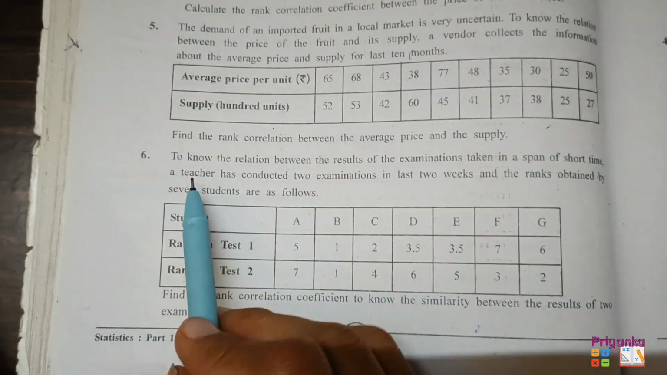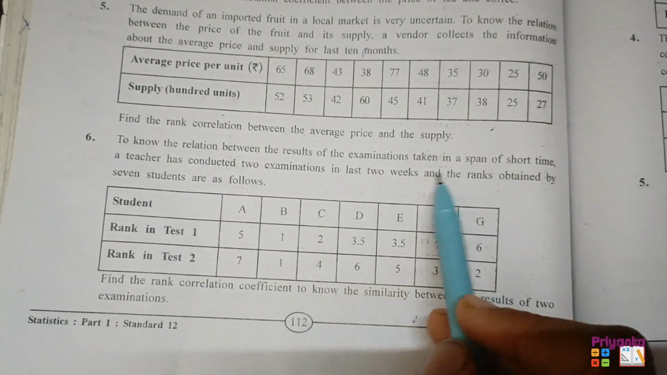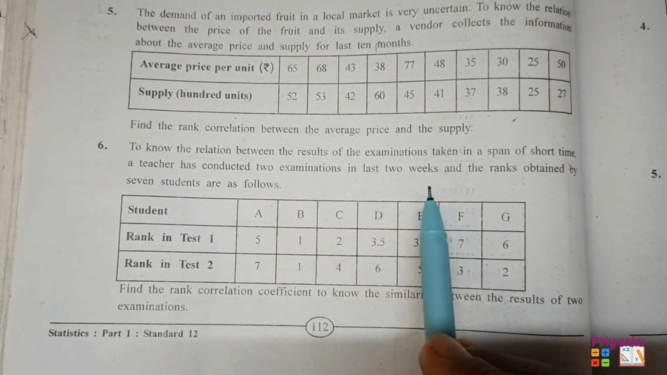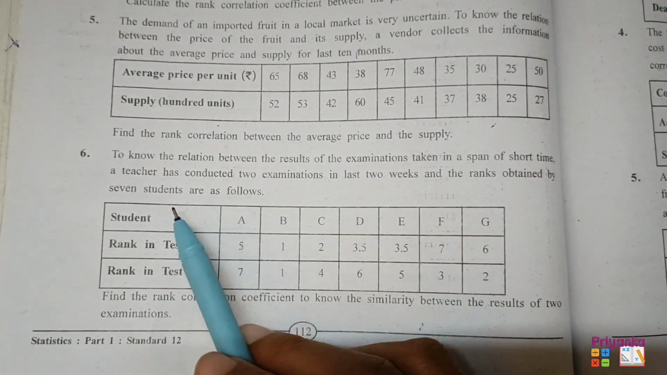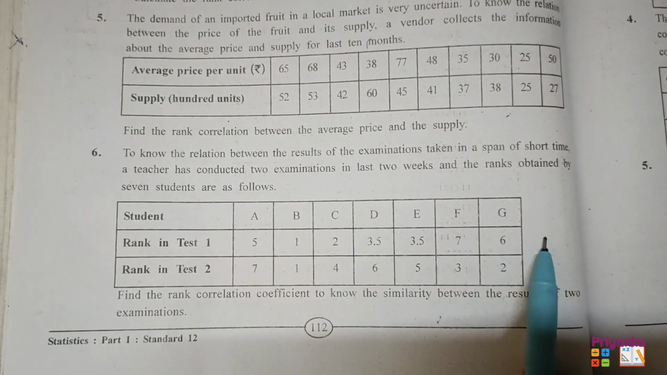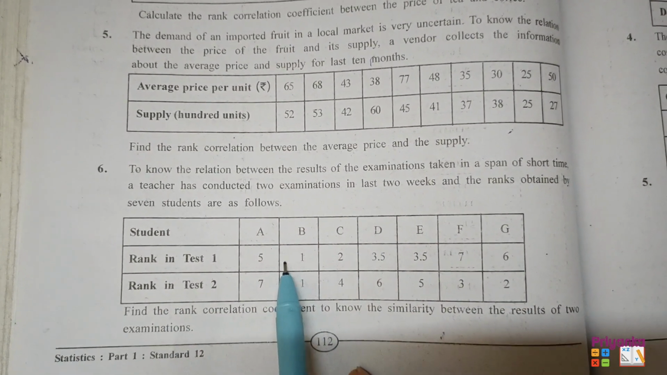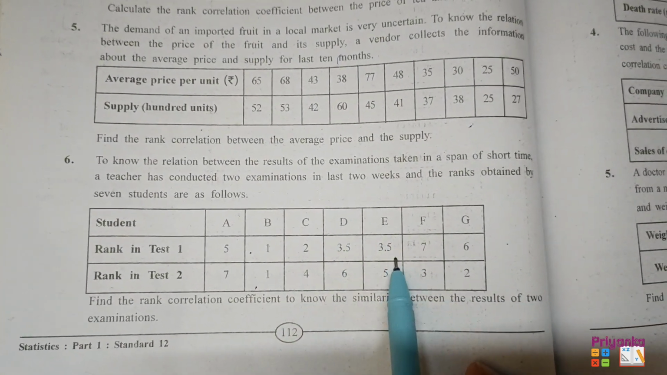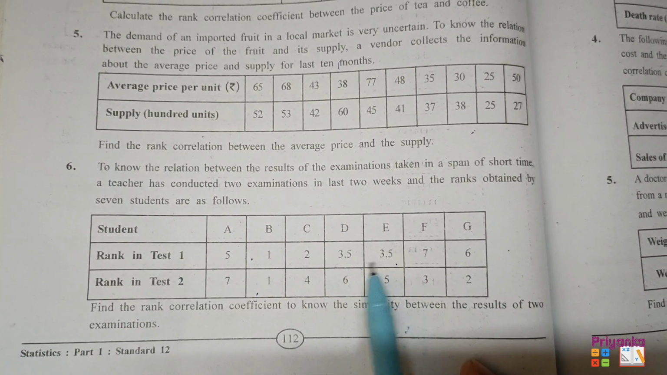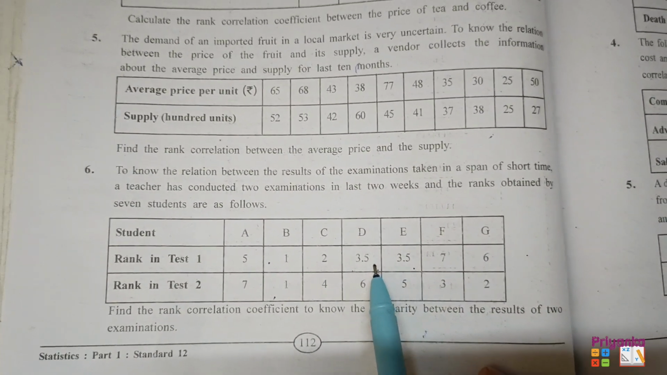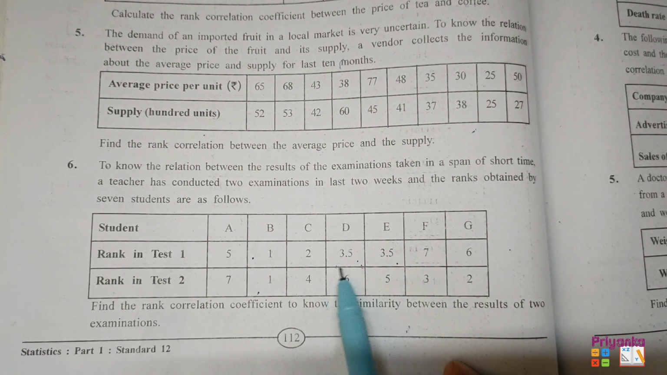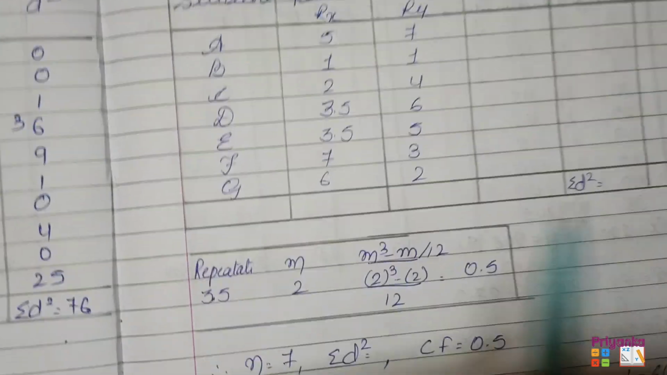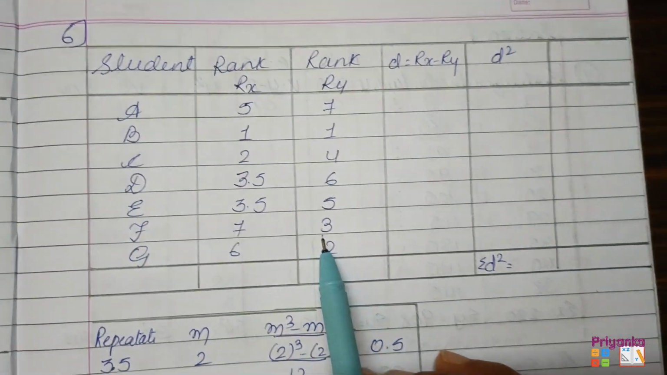Last question from section E. To follow the relation between the results of the examinations taken in a span of short time, a teacher has conducted 2 examinations in the last 2 weeks, and the ranks obtained by 7 students are as follows. Here the students are given. Rank from test 1 and test 2 is already given, but here the twisted one, you can see, must be the information similar in D and E, so the rank has been divided between them. So if you remember, when the rank is given divided in such a way, we have to find CF. So I took all the information into the table.